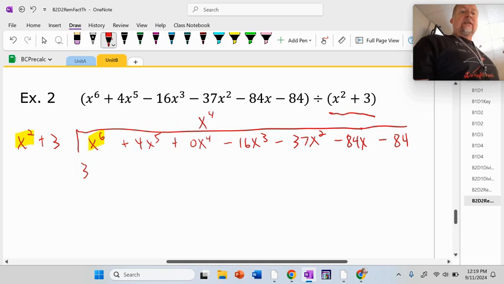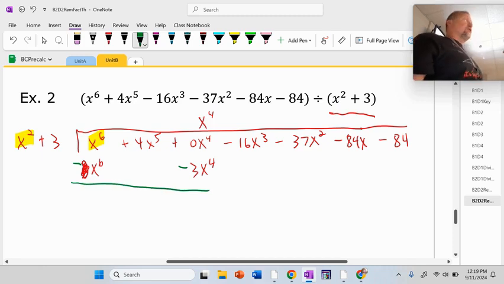So this is 3. I'm sorry, what am I doing? This is x to the 6th. I saw that 3 there. And then 3x to the 4th goes here. What do I do next, everyone? Subtract. And I'm going to show that in different colors to distribute.